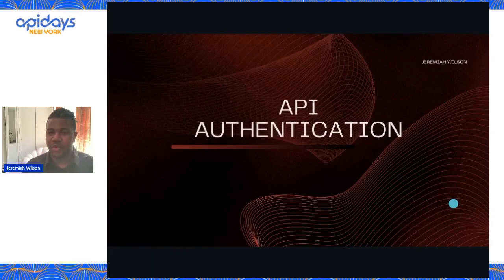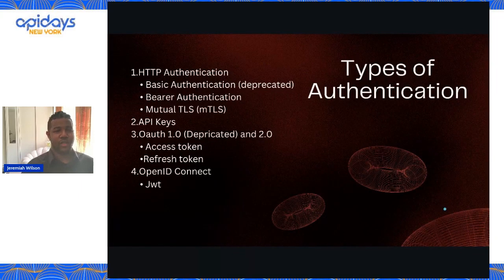Now let's jump right into it. API authentication. I'm sure we all know what API authentication is, and here are some different types of authentication. I can't go in depth into all of them for the sake of time, but we have basic authentication, which is basically username and password, very simple. Bearer authentication, mutual TLS, which is usually used in zero trust architecture. Then we have API keys, OAuth.